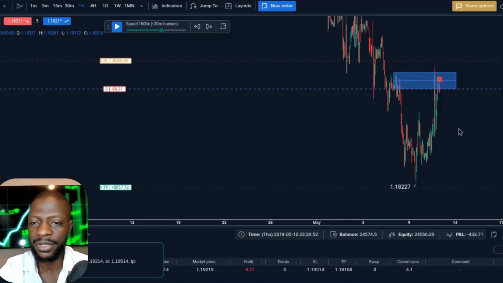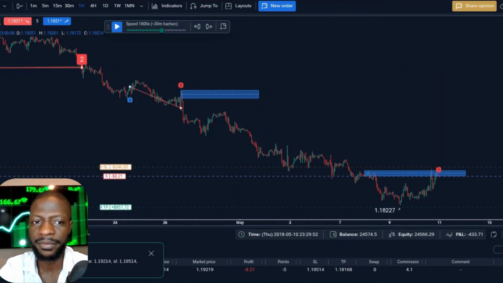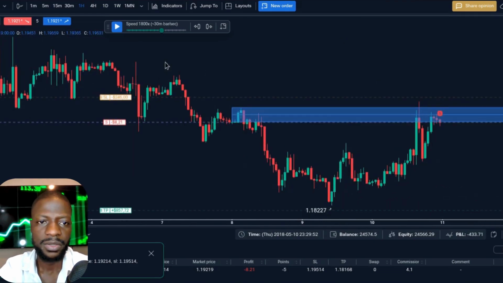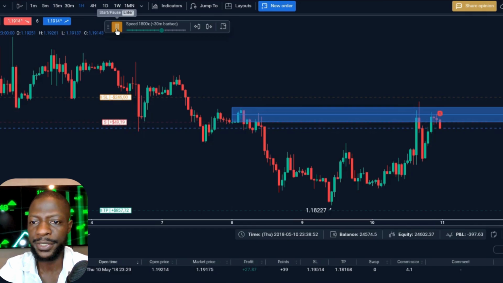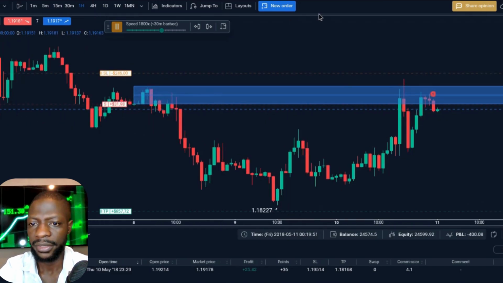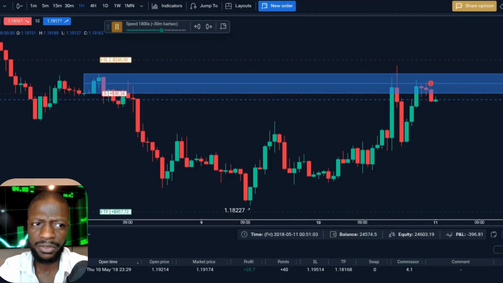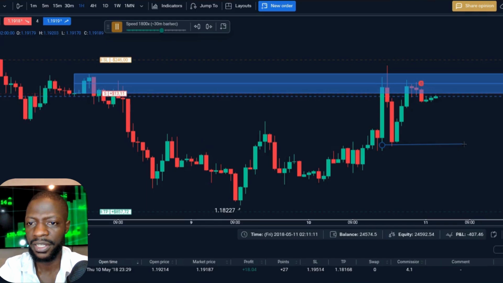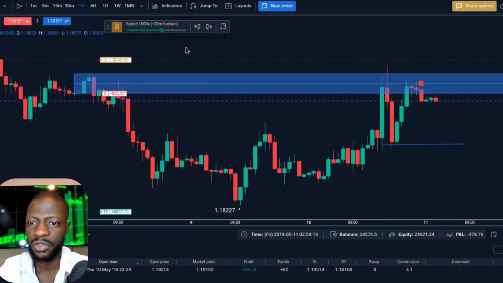Let's see how it's going to actually play out, right? So we are going to play price. I would like to break even. If the market can actually come here, I would love to break even. So let's see how it's going to push.